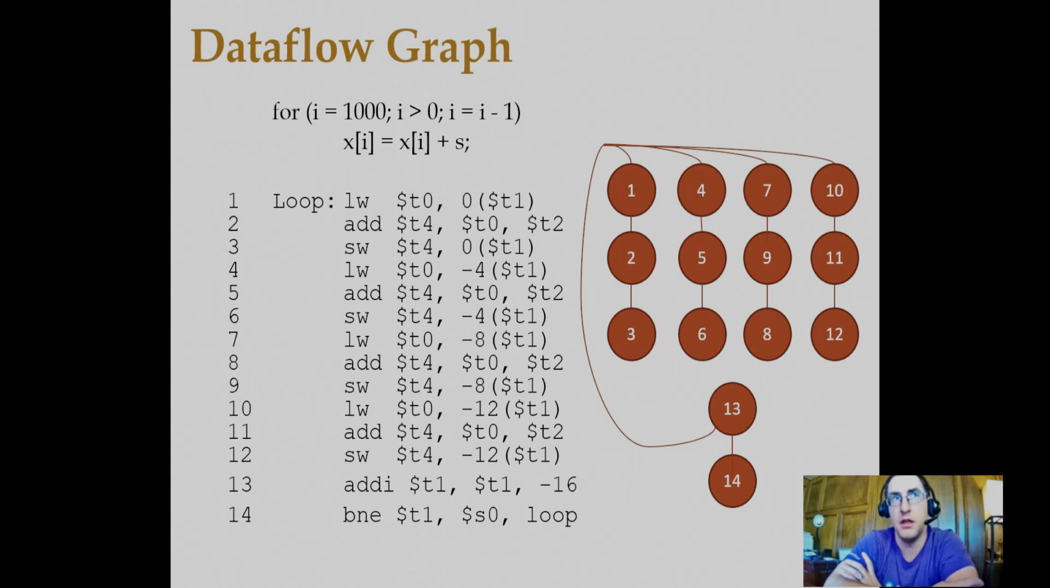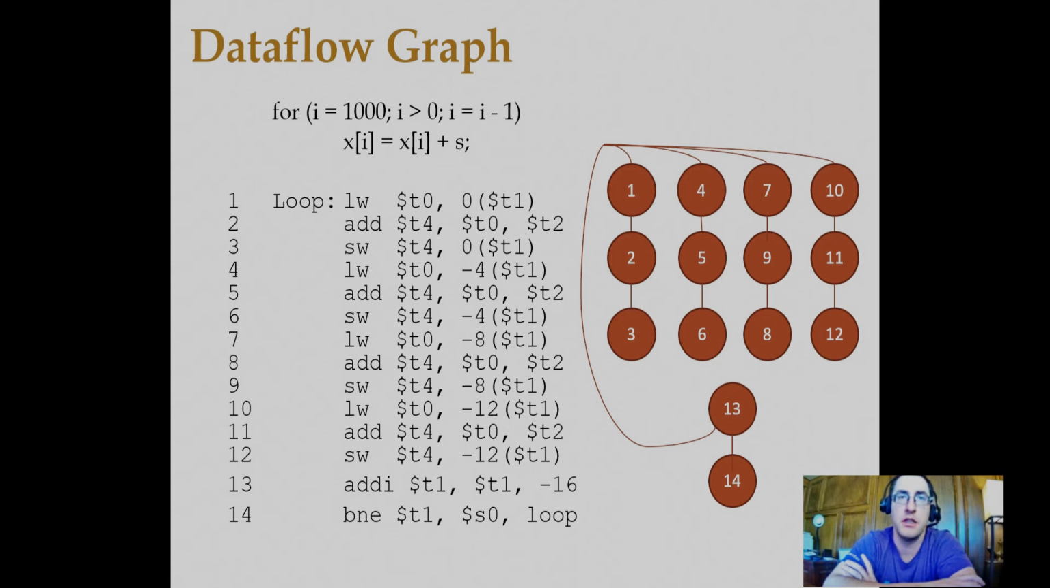So here we have an example, a for loop that's been unrolled 4 times and hasn't been scheduled. This dataflow graph shows the dependencies between instructions. Instruction 2 has a dependency on 1. The add there at line 2 reads from T0, which the load word writes to on line 1. The compiler generates a dataflow graph so that it can determine which instructions have dependencies on what other instructions.